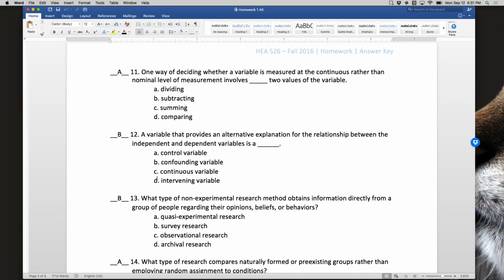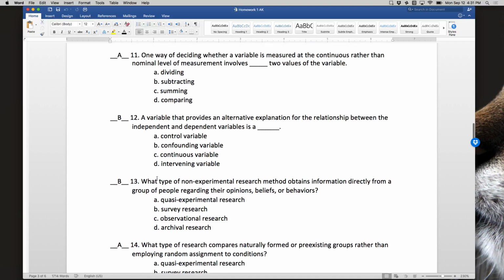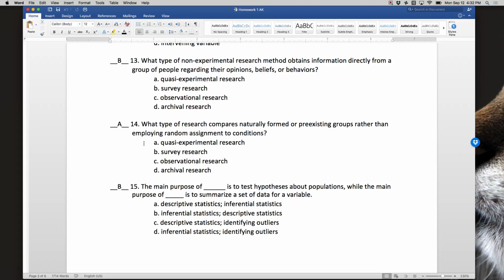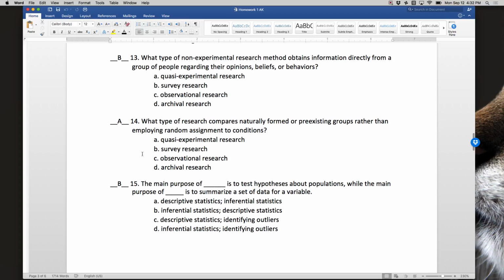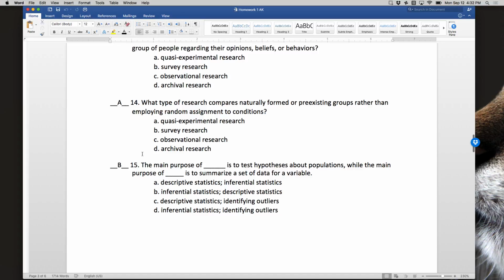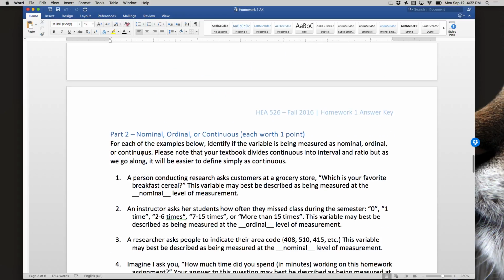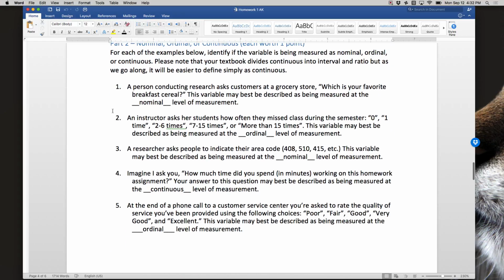11 is A. 12 is B. 13 is B. 14 is A. And 15 is B. Any of those you want to go over? No, okay. So then this next part, we did the first two in class.